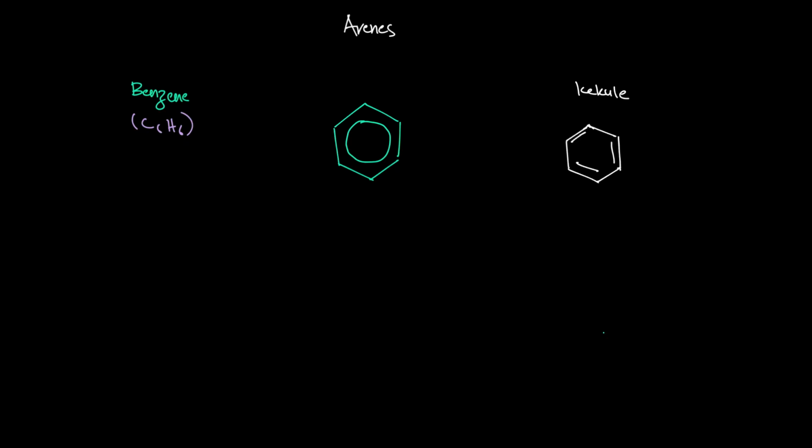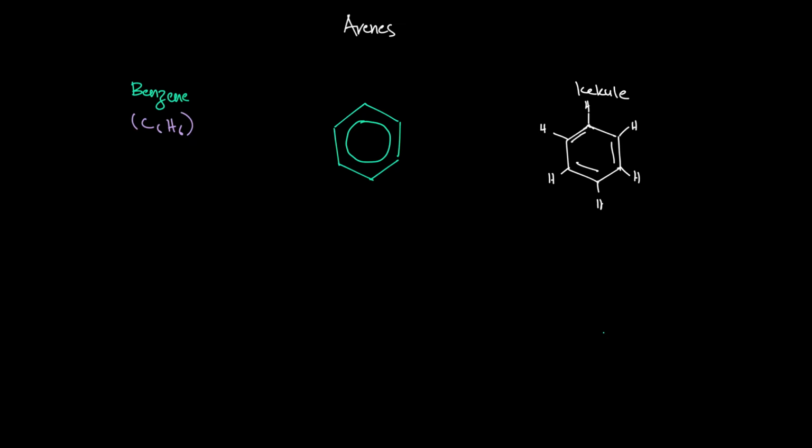And he said, you know what, we're alternating between double bonds and single bonds. So each carbon atom is making a double bond and a single bond, and it's bonded to one hydrogen. I'm just going to show the hydrogens here. I haven't shown them on the left, but I'll show them here. So he proposed the structure of benzene as C6H6. But there was one problem in the structure.